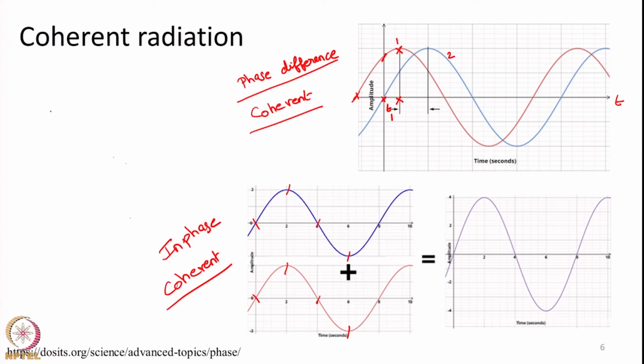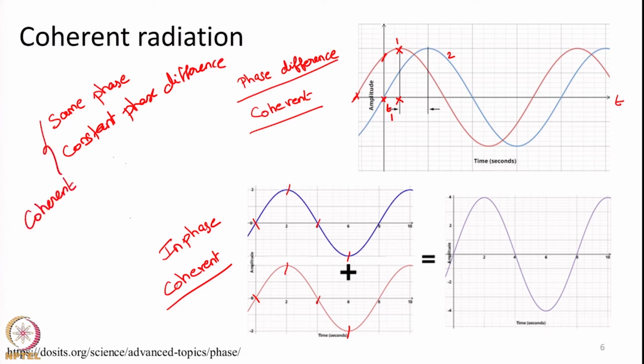So, as long as two waves have the same phase or a constant phase difference, we call those waves coherent waves. On the other hand, if the phase difference varies either with respect to time or with respect to space, then those two waves will not be coherent. So, those two waves should definitely maintain a systematic phase relationship. They should either be in the same phase or have a constant phase difference. Only then do we call those two waves coherent waves.